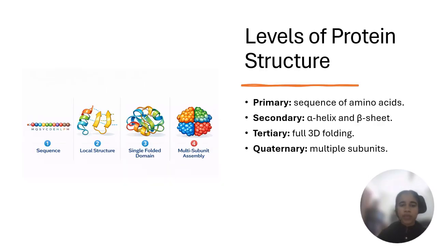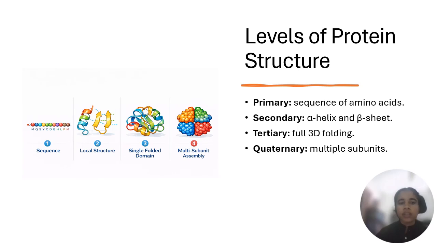To understand proteins better, we should understand their levels of structure. Proteins are organized into four levels of structure. First is the primary structure. This is simply the sequence of amino acids, like beads on a string. Next, you have the secondary structure. Here, the chain forms local patterns like alpha helixes and beta sheets, and they are stabilized through hydrogen bonds.